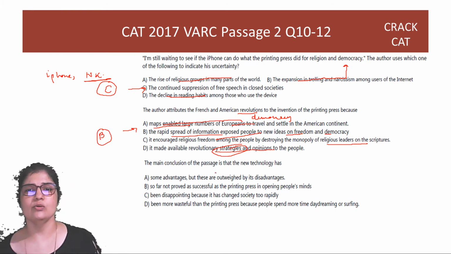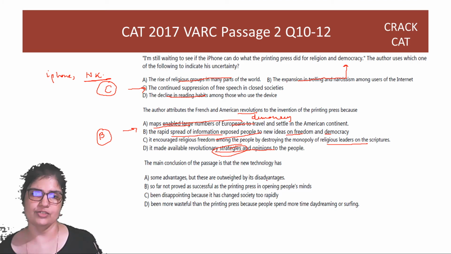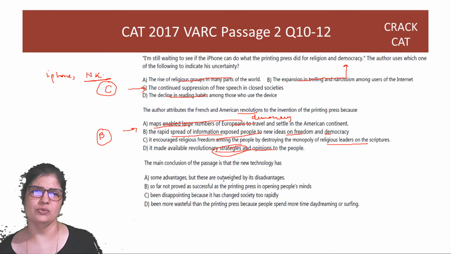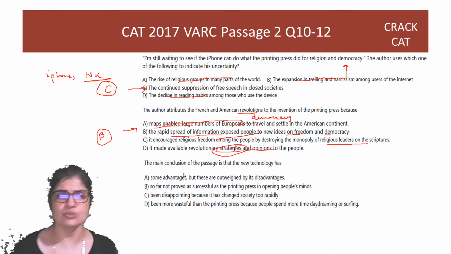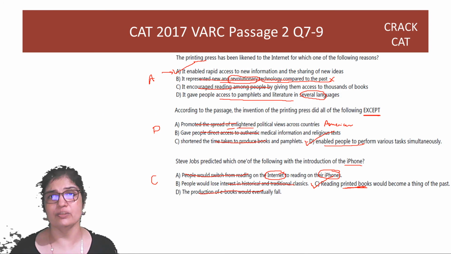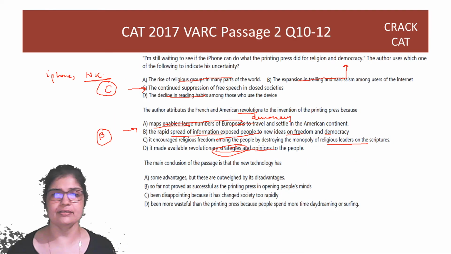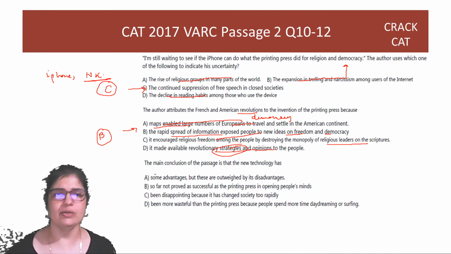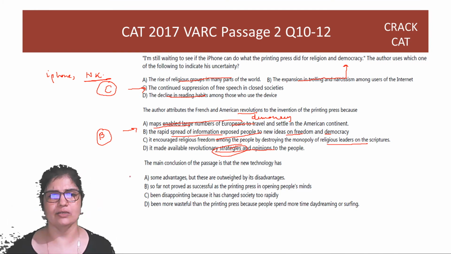The main conclusion of the passage is that the new technology has some advantages that are outweighed. Is that the main conclusion? See, the main conclusion is right at the end here, that there is change, but it's not change for the better. So now if you look at it, some advantages perhaps, but let's keep it right now till we find something better. So far not, this is awesome.